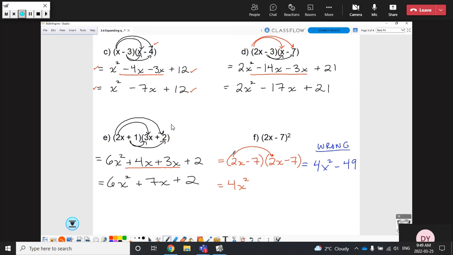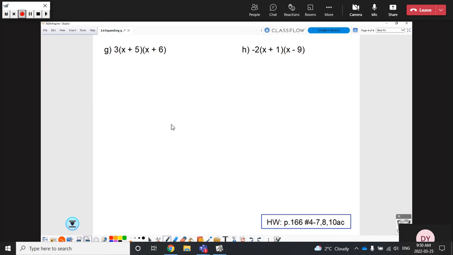4x squared minus 14x minus 14x plus 49. And then we get 4x squared minus 28x plus 49. Does that look good? Look okay? It looks a little different than what we have in blue over here, doesn't it? So just be cautious of that. I see this error quite a bit, so I really want to make it obvious here as to what's going on. Questions?